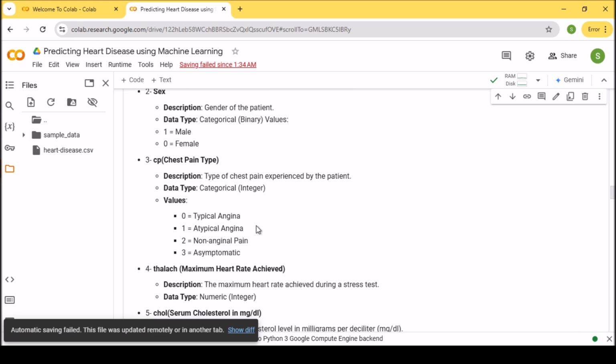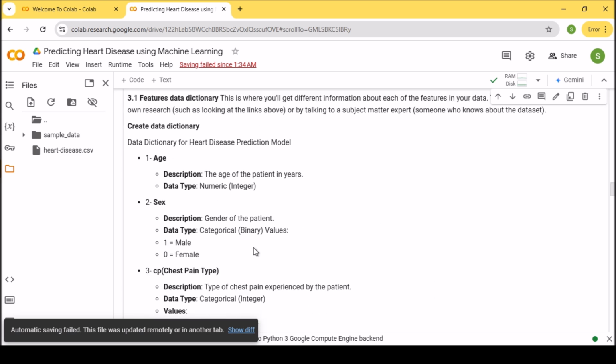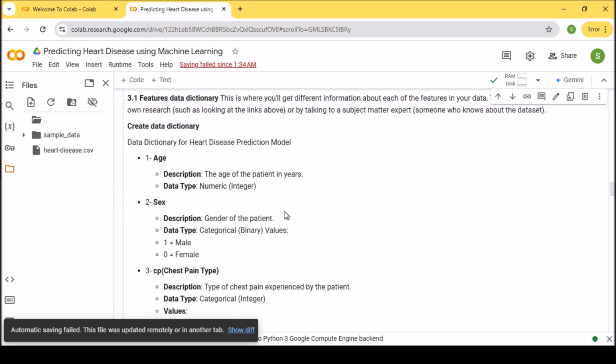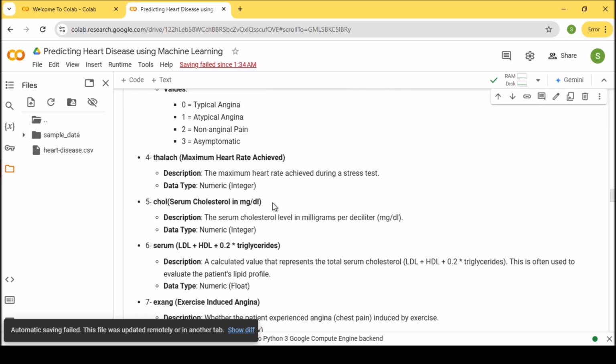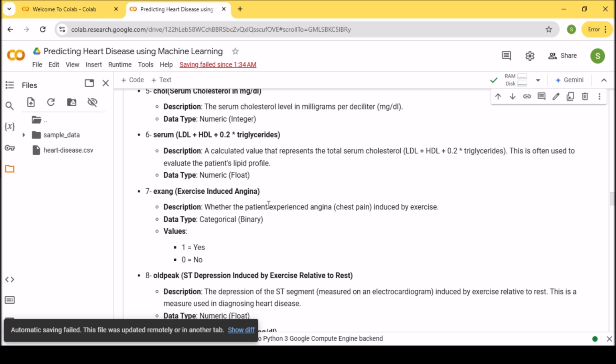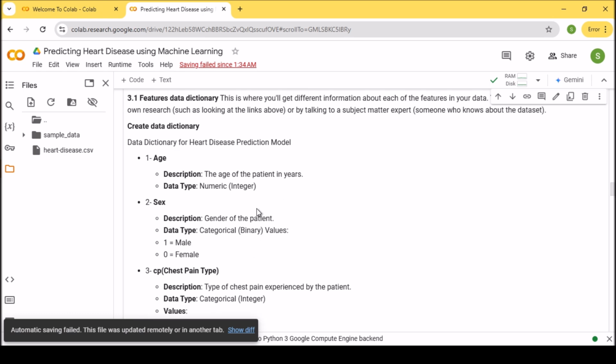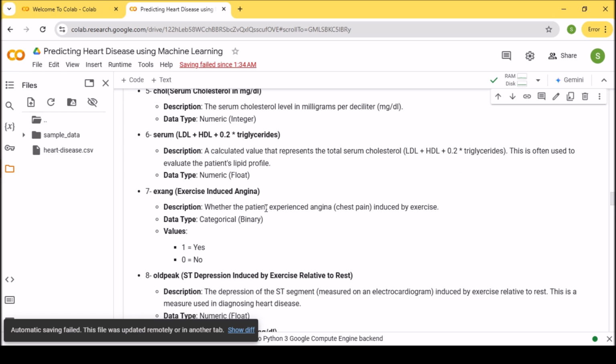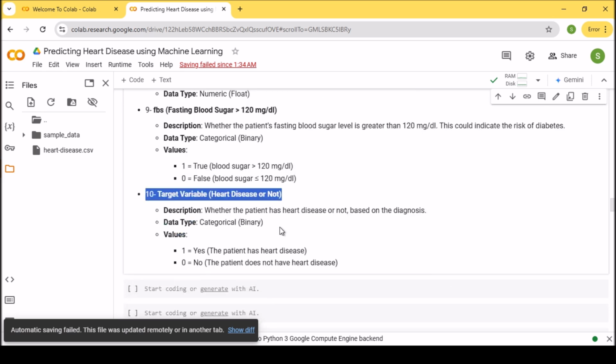So this is our data dictionary. You might build your own data dictionary, which makes more sense to you, but I believe at this stage, this is enough for us to move to the next step.